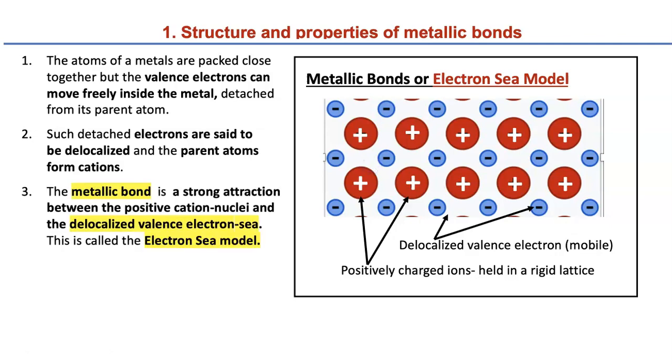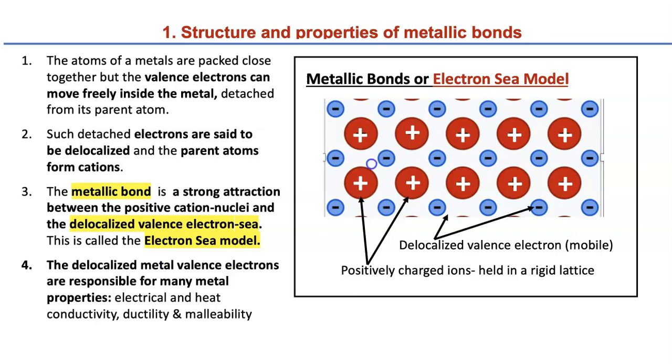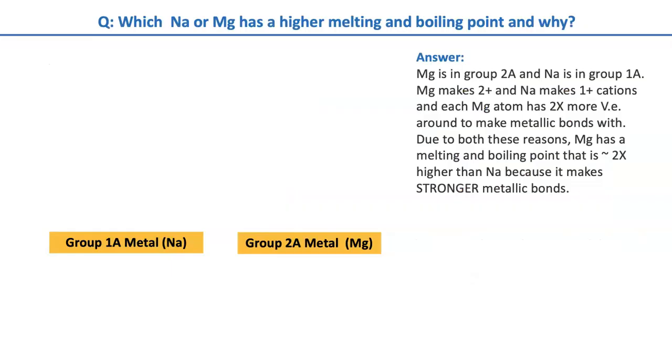cation. A metallic bond is an electrostatic attraction between the metal ion and any of the metal valence electrons in the sea of delocalized valence electrons around the metal ions. We call this the Electron Sea model. Delocalized metal valence electrons are responsible for many metal properties. We will discuss them further: electrical and heat conductivity, ductility, malleability, as well as the shine of metals.